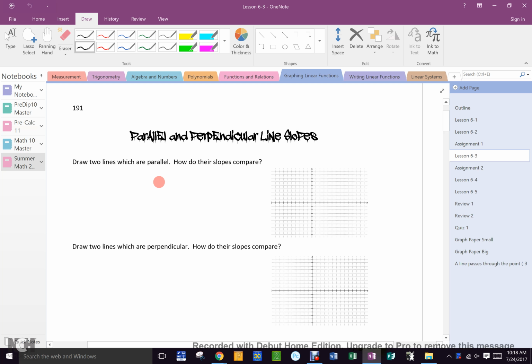Okay. Everybody, on the first graph here, I want an x-intercept. My x-intercept equals -5, and my y-intercept equals +3. Graph it.